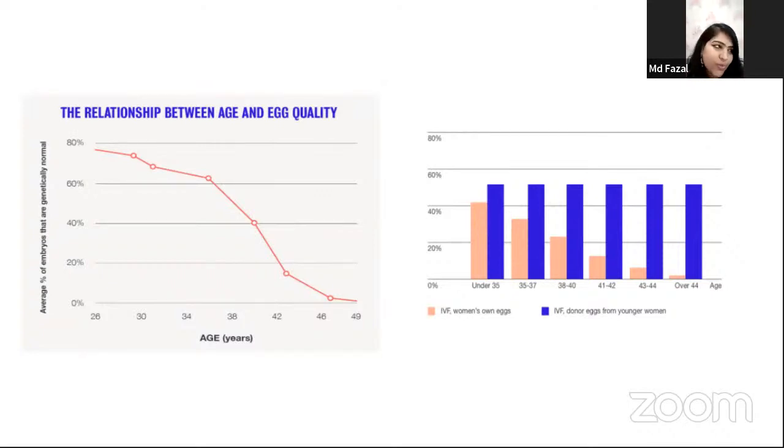Next slide, please. As I told you, that magical age is 35. The eggs start decreasing. Suppose you have 8 eggs in each ovary, that will fall to 50% by the age of 35. And they keep decreasing, and by 43 and 44, the abnormal cells are more and the normal cells are less.